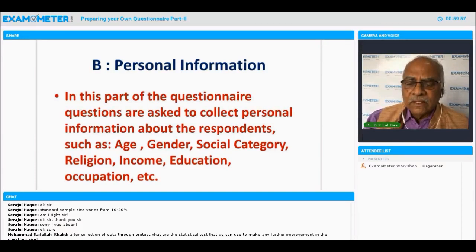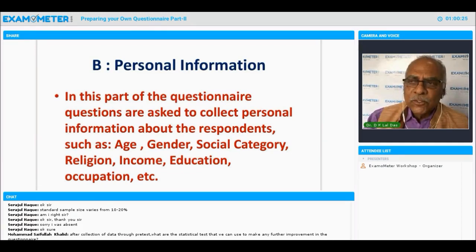Unnecessary data should not be asked. Social category, you should ask if you are really going to use it for your research work. Religion, if it is necessary, you ask. If it is not going to be used in your research, it's not a variable in the study, do not ask about it. Ask only those personal data which will be at some point the independent variable for your testing.